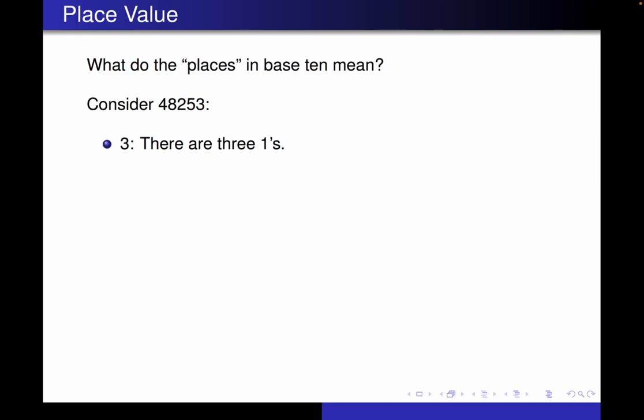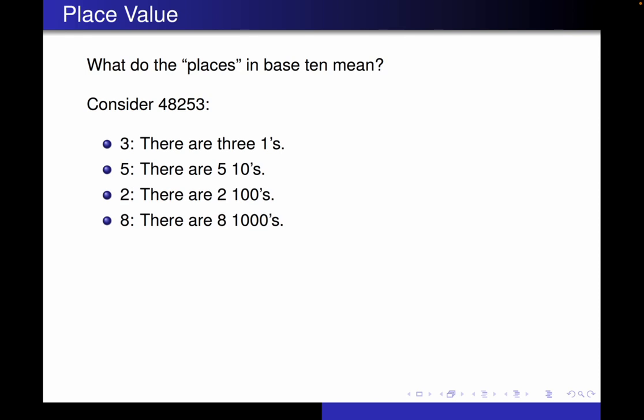So for instance, that 3 at the very end means that there are 3 ones. And that 5 right next to it means there are 5 tens, right? So that actually represents the number 50. That 2 right next to that means there are 2 100s. And the 8 next to that means there are 8 1000s. And then finally that 4 at the end means there are 4 10,000s. Right? And that enables us to understand what numbers we add together to actually get the number 48,253.